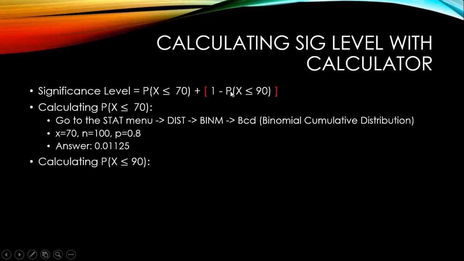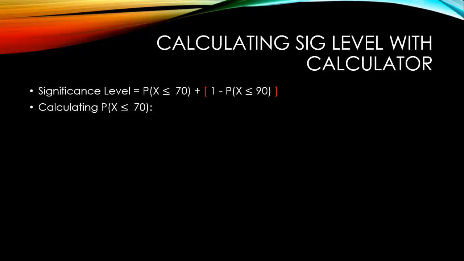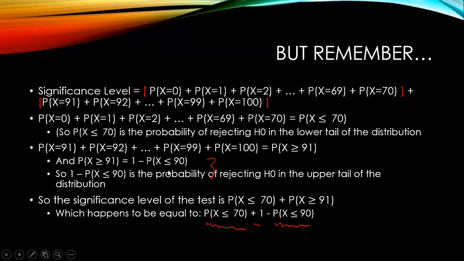Now let's calculate the significance level, which is this probability we just got, plus 1 take away this one. Why are we doing 1 take away this probability? Why aren't we just doing the probability of x being bigger than or equal to 91? Remember, if we go back here, the probability that you reject H0 on the upper tail of your data is the probability that x is bigger than or equal to 91. So why can't we just use the calculator to work out this probability straight away?